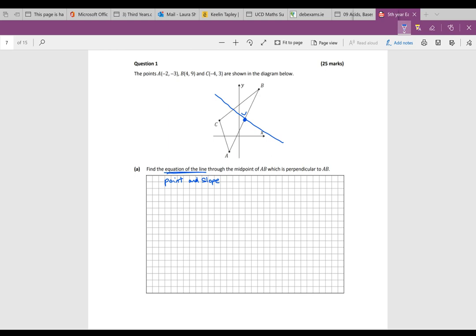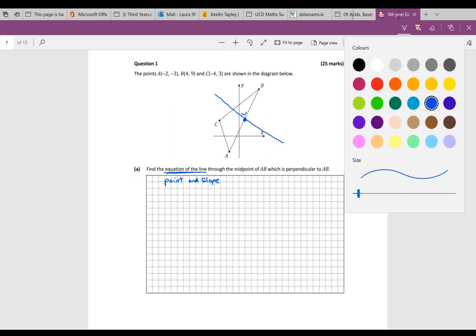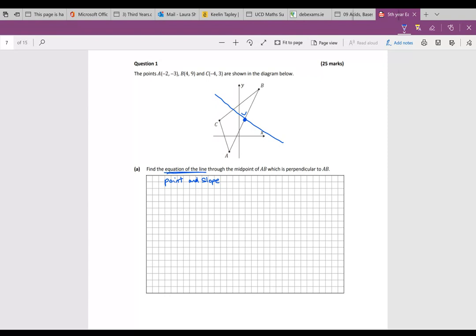Okay, in this video we're going to look at the two coordinate geometry questions. First one is of the line. It says the points A, B and C are shown in the diagram below. Find the equation of the line through the midpoint of AB. So the first thing you're going to do here is find the midpoint of AB.